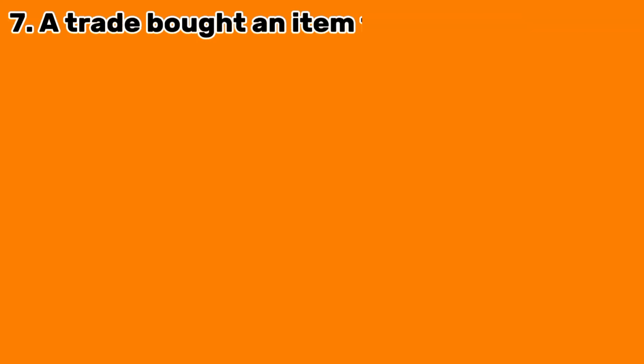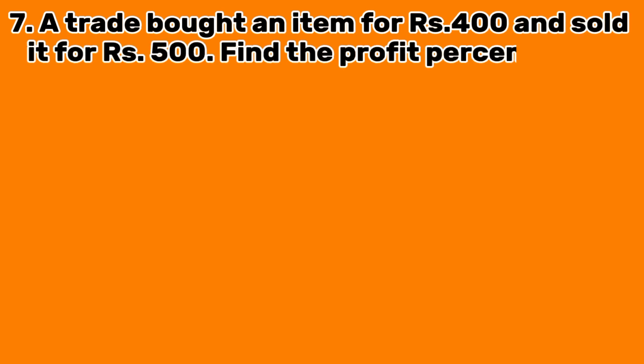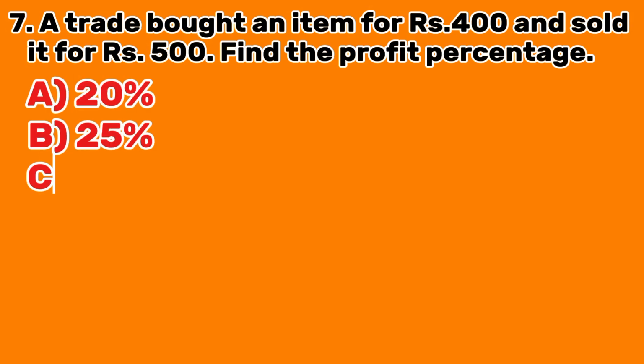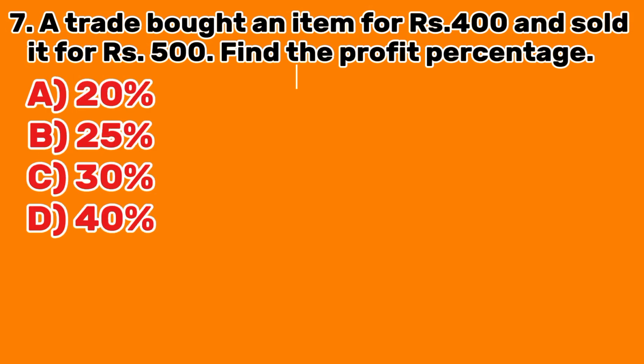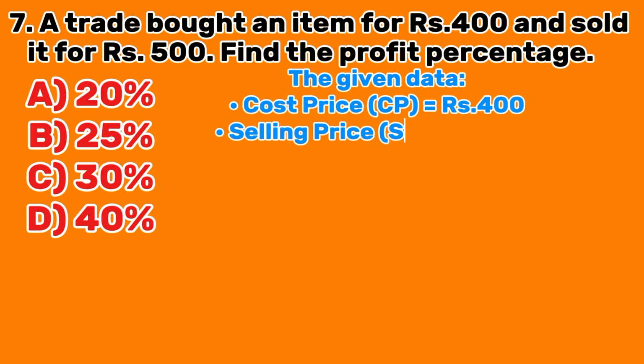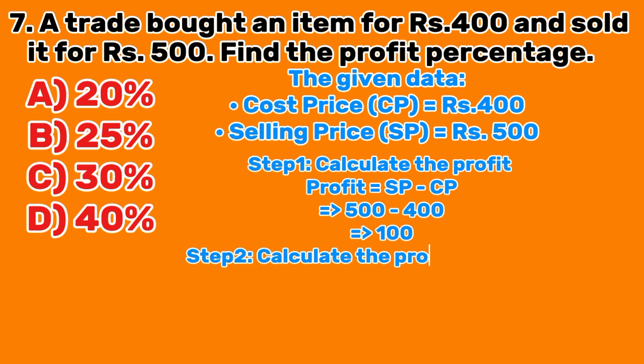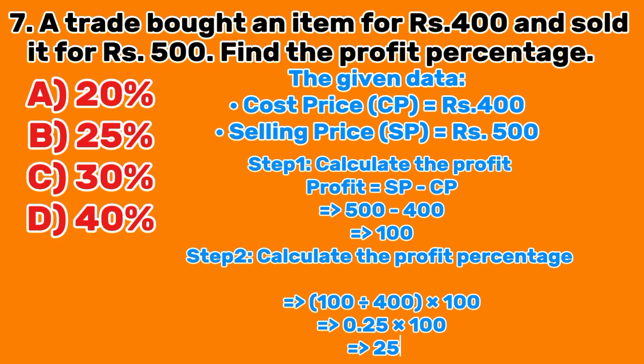7. A trader bought an item for 400 rupees and sold it for 500 rupees. Find the profit percentage. A. 20%. B. 25%. C. 30%. D. 40%. The given data: cost price, CP, equals Rs. 400. Selling price, SP, equals 500 rupees. Step 1. Calculate the profit. Profit equals SP minus CP, equals 500 minus 400, equals 100. Step 2. Calculate the profit percentage, equals 100 divided by 400 times 100, equals 0.25 times 100, equals 25%. Answer B. 25%.